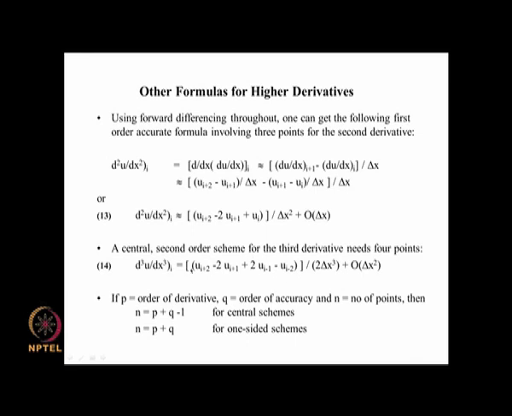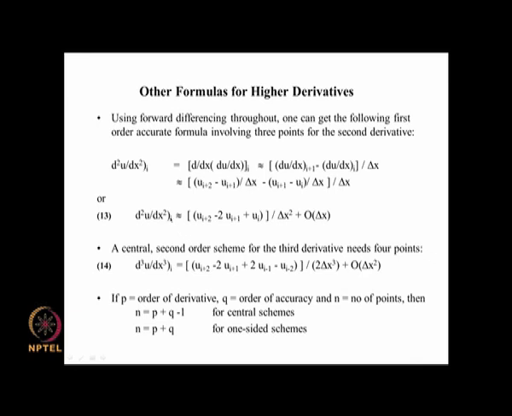And you can see that here we again have, for the third derivative at i, a second order accurate approximation involving 4 points: i plus 2, i plus 1, i minus 1 and i minus 2. So that is symmetric around point i, and that gives us a second order accurate approximation.